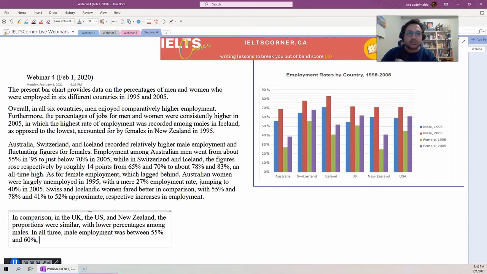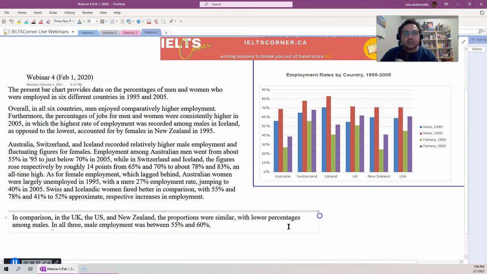Let's make this a complex sentence. Was between 55 and 60, which equalized. Now, as you can see, what I'm talking about here is, look at the blue bar. The blue bar for the UK is 55, for New Zealand is 60, and for the USA is about 69. So they're all between 55 and 60. Okay, so that's what I mean by that.